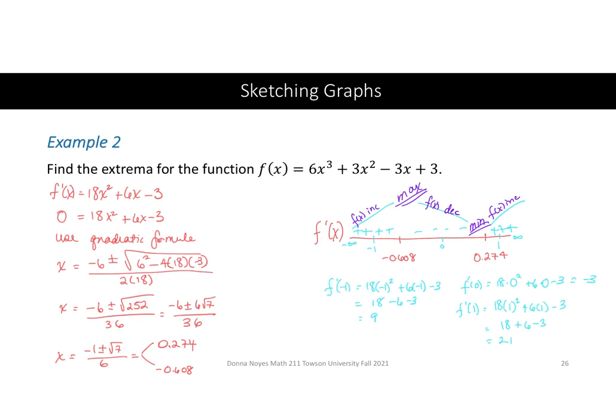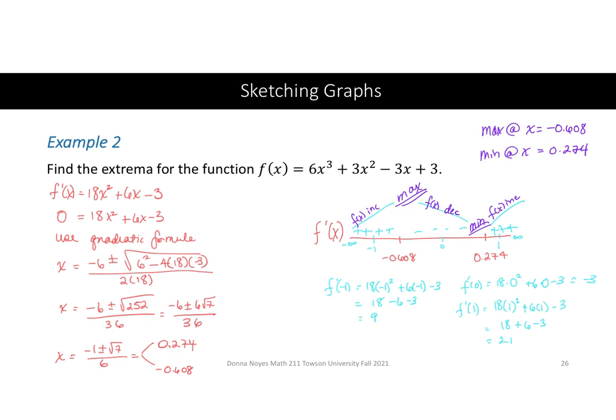And this is also what our first derivative test said on the last page. So we would have a maximum at x equals negative 0.608 and a minimum at x equals 0.274.